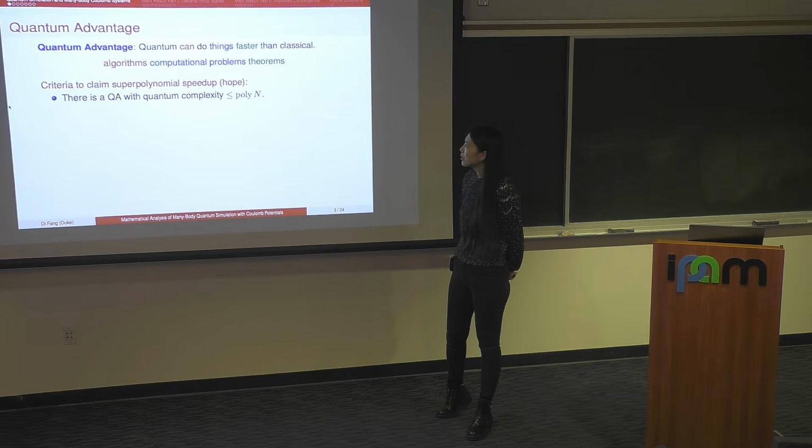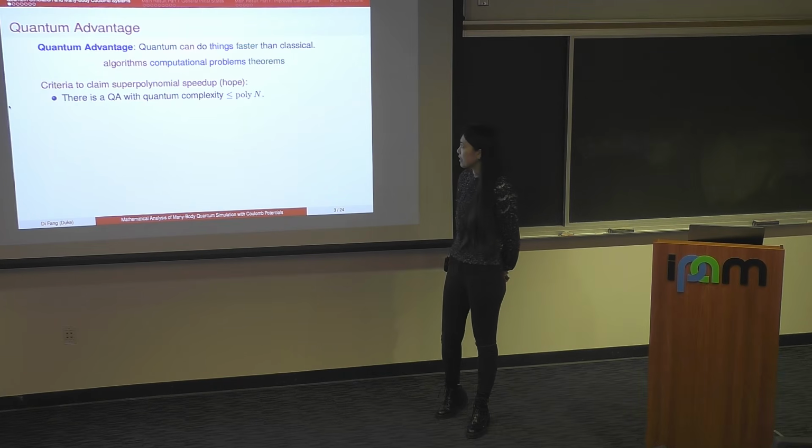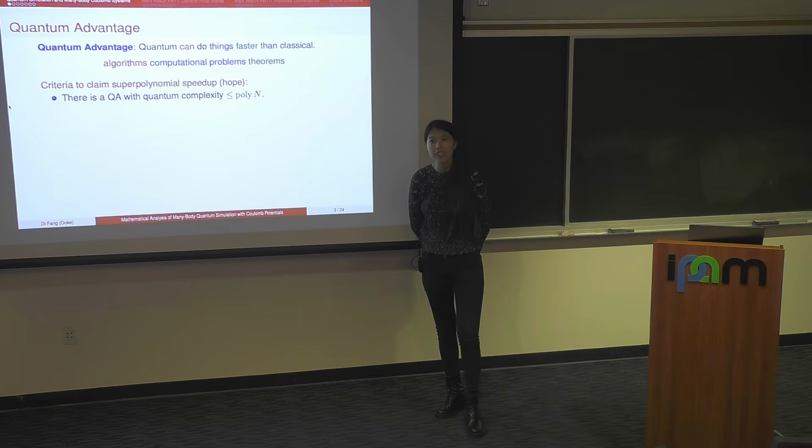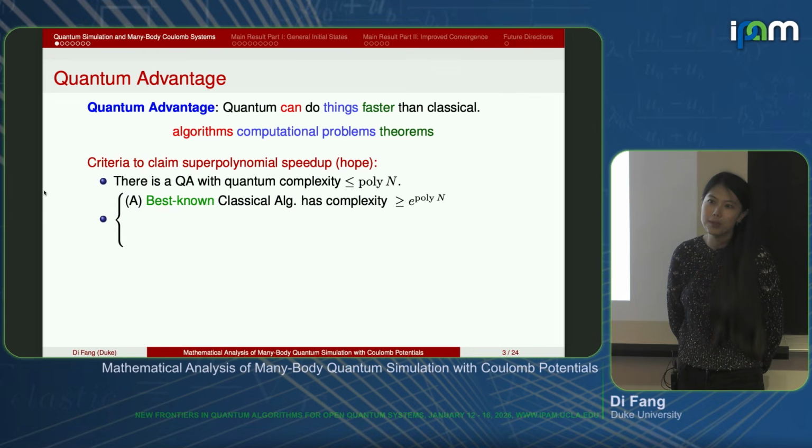But in order to claim this, certainly we need to prove at least two things. First is quantum, in the sense that we can design a quantum algorithm and prove that the complexity or the cost is upper bounded by poly(n). Let's say n is the system size, the number of particles, or maybe for PDEs the dimension, and so forth. At the same time, we also want to show this problem is classically intractable.